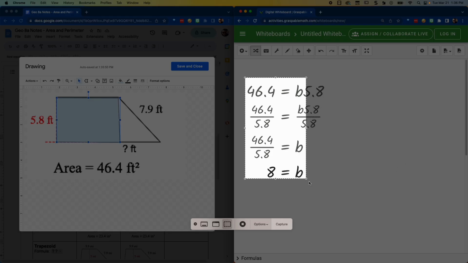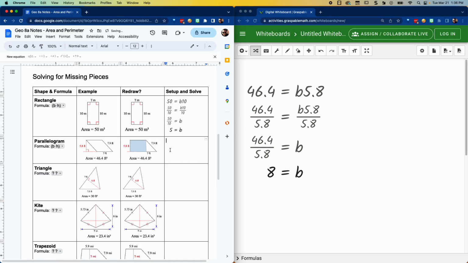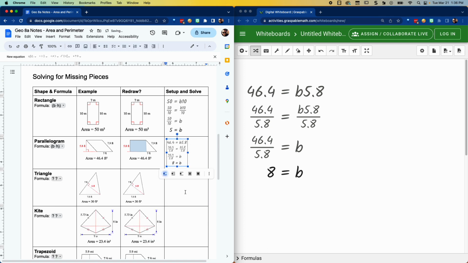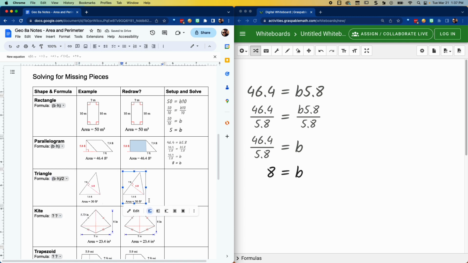Let's screenshot this, put it into my clipboard, and I'll add that to my work here, resize it, keep it in the box. Excellent. For a triangle, this is where we have the base times height divided by 2. Base times height divided by 2.